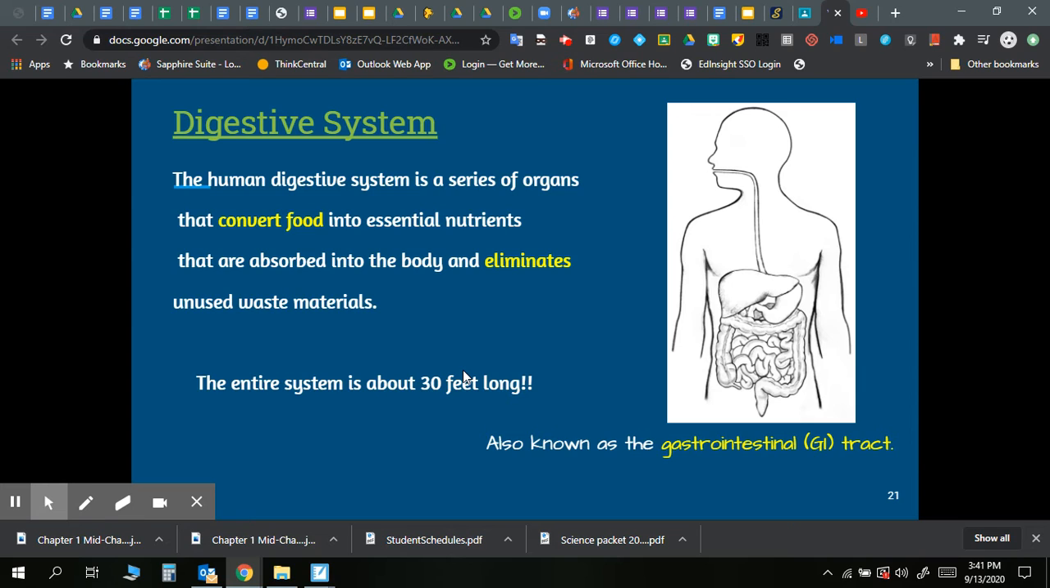Two other organs have a role in digestion. The liver produces bile, which is stored in the gallbladder until it's needed. Bile breaks down fats into smaller particles that can be more easily digested. The pancreas produces a liquid that neutralizes stomach acid and chemicals that help finish digestion.